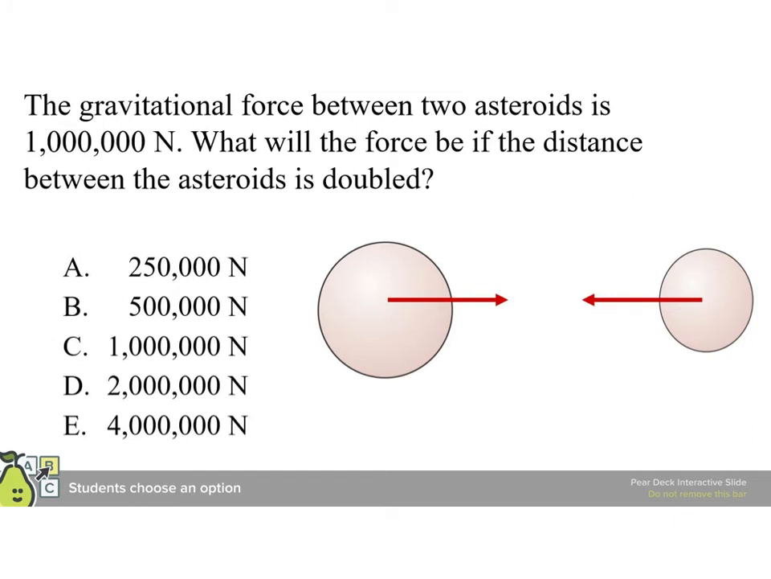The gravitational force between these two asteroids is 1 million newtons. What will the force be if the distance between the asteroids is doubled? Well, again, remembering that Fg is proportional to 1 over r squared, doubling the distance, making the bottom twice as large, means we get 1/4 the force. So it would have to be this one.